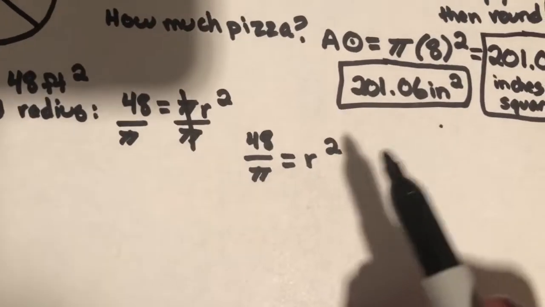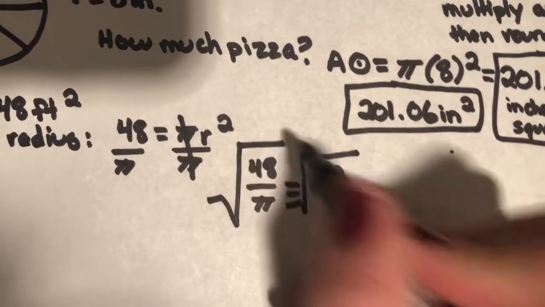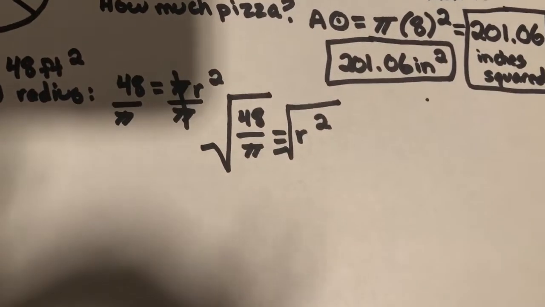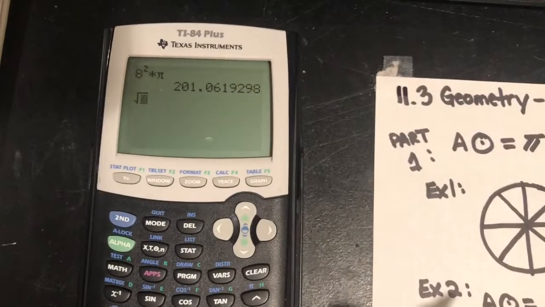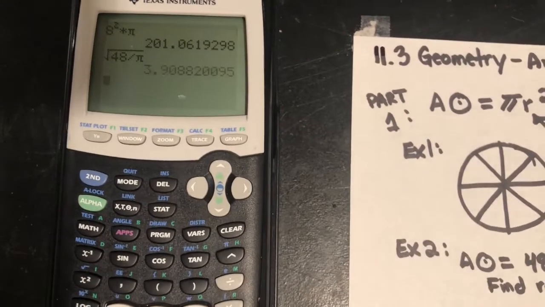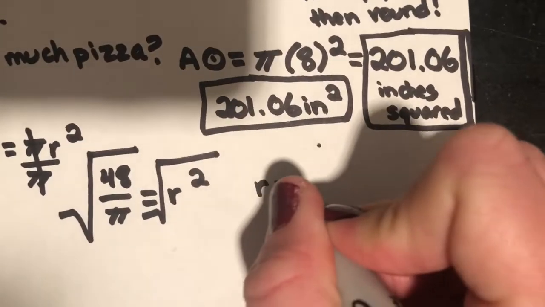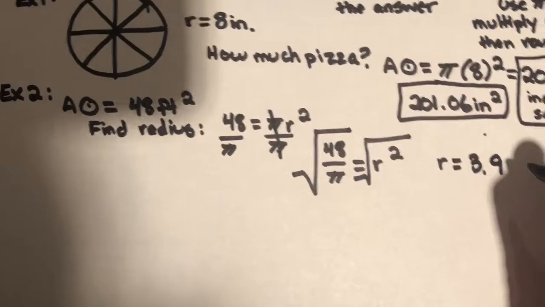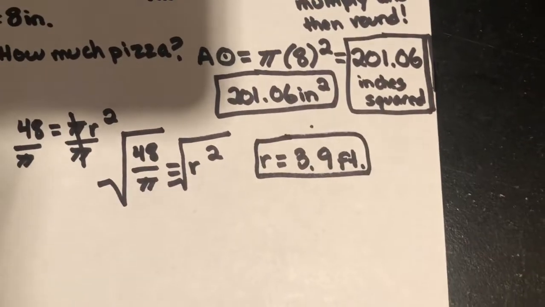Well, anytime you have a squared, that means you can take the square root of both sides in order to actually find it. So we're going to come over here. We're going to go the square root of 48 divided by pi. And that would equal 3.9. So our radius is equal to 3.9. And in this case, it's a radius. It's a length. So 3.9 feet would be our answer.